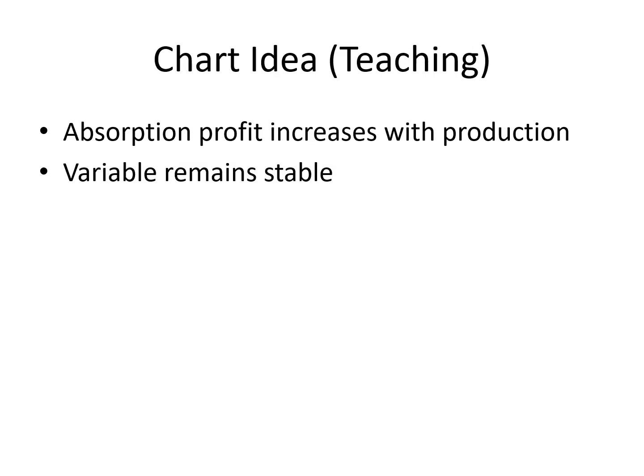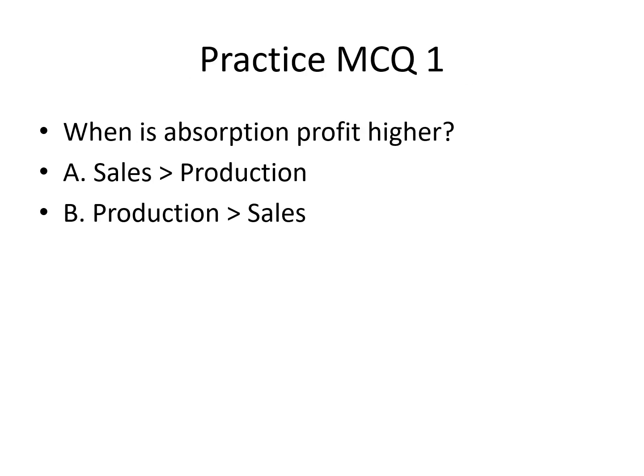That's the difference between the variable and the absorption. The key idea: absorption profit increases with production, variable remains the same and stable. Variable costing is used for better decision making. Absorption is required for reporting. The key difference is fixed overhead treatment.